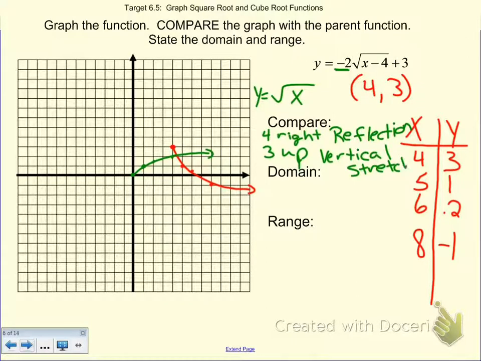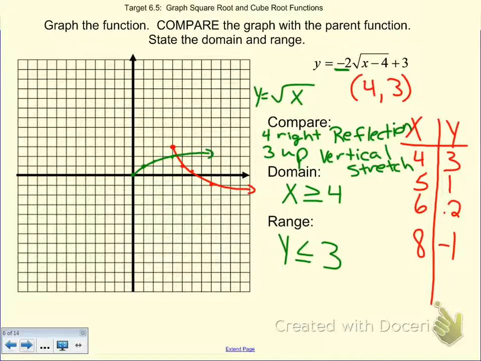A vertical stretch. Okay, our domain, that's always going to be with our Hank and Kelly point. Our domain is going to be x is greater than or equal to, and our Hank and Kelly point starts at 4, so it's going to be x is greater than or equal to 4. Our range is our y value, so y, and this time because it's going down, we're going to be less than or equal to our Hank and Kelly point of 3.